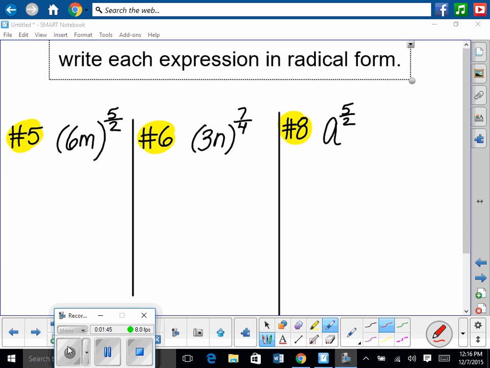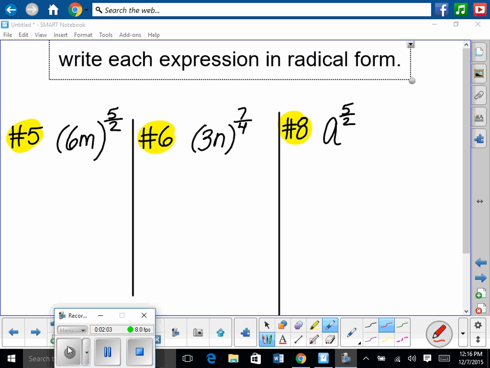And now we're going backwards. We're writing each expression that's in rational exponent form in radical form. So this should say, write each expression in radical form. We're taking these that are written with fractional exponents, and we know that that's the same as a radical. So we've got to write this correctly.